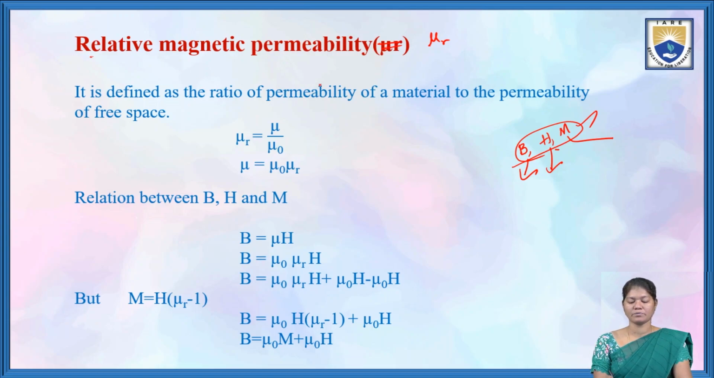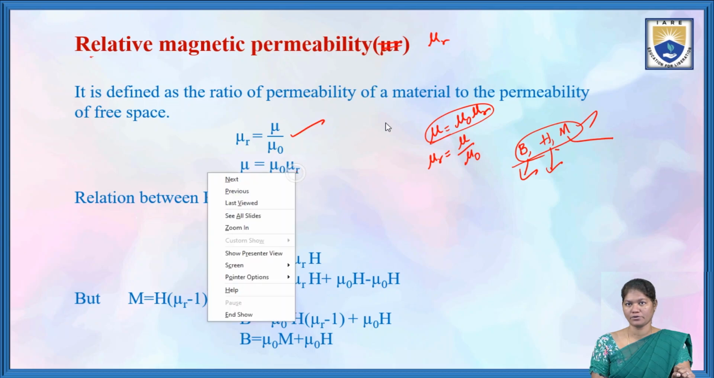Coming to the relative magnetic permeability mu r, it is the ratio of the permeability of a material to the permeability of free space. As we know, mu is equal to mu naught mu r. So mu r is equal to mu by mu naught, which can be defined as the ratio between the permeability of a material and the permeability of free space. So mu is equal to mu naught mu r.